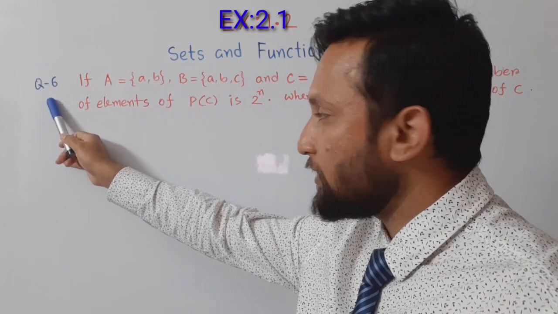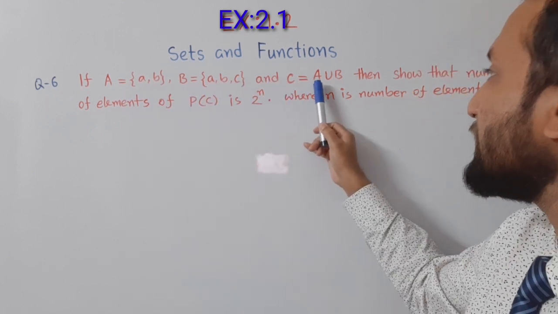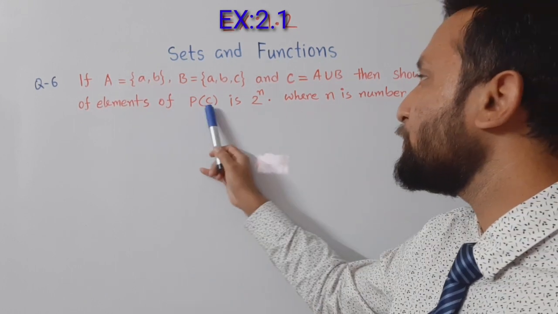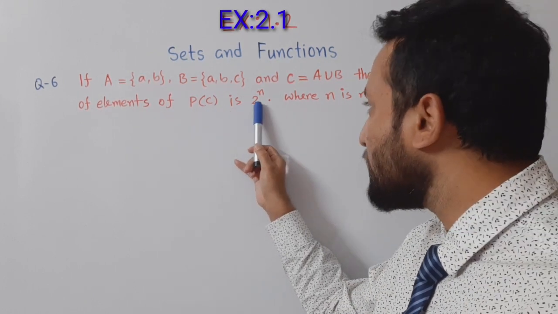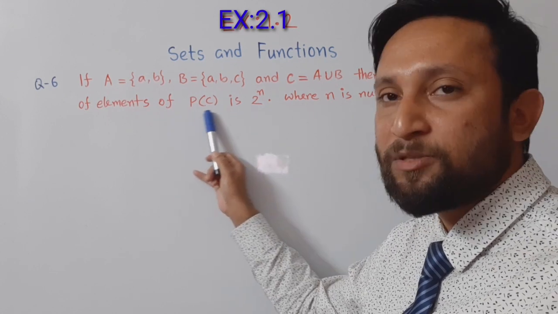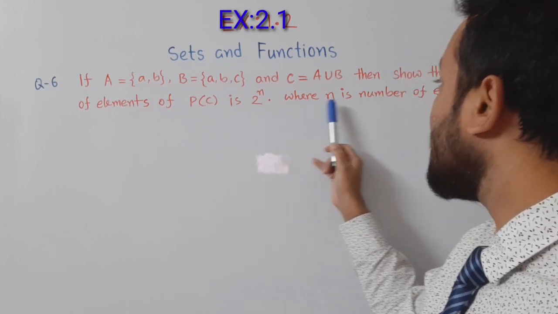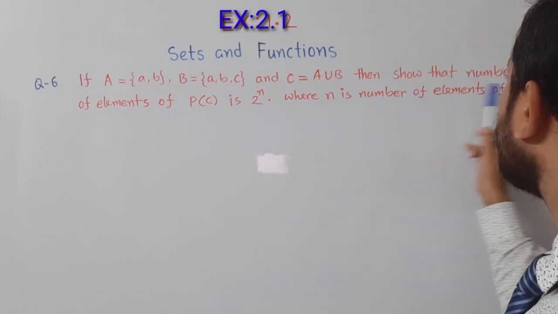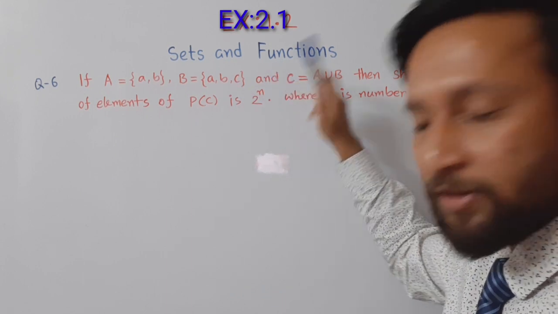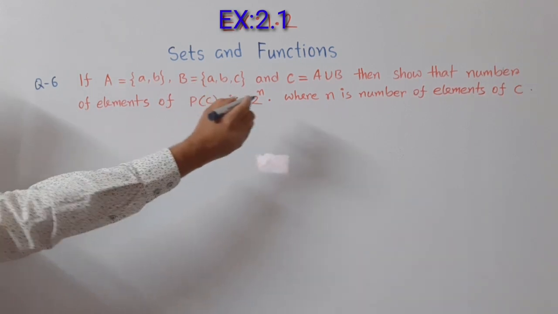Now question 6. The question is, if set A, set B, and set C, where C is A union of B, then show that the number of elements of P(C) is 2 to the power n. That means we have to show the number of elements of P(C), the power set of C, is 2 to the power n, where n is the number of elements of C.